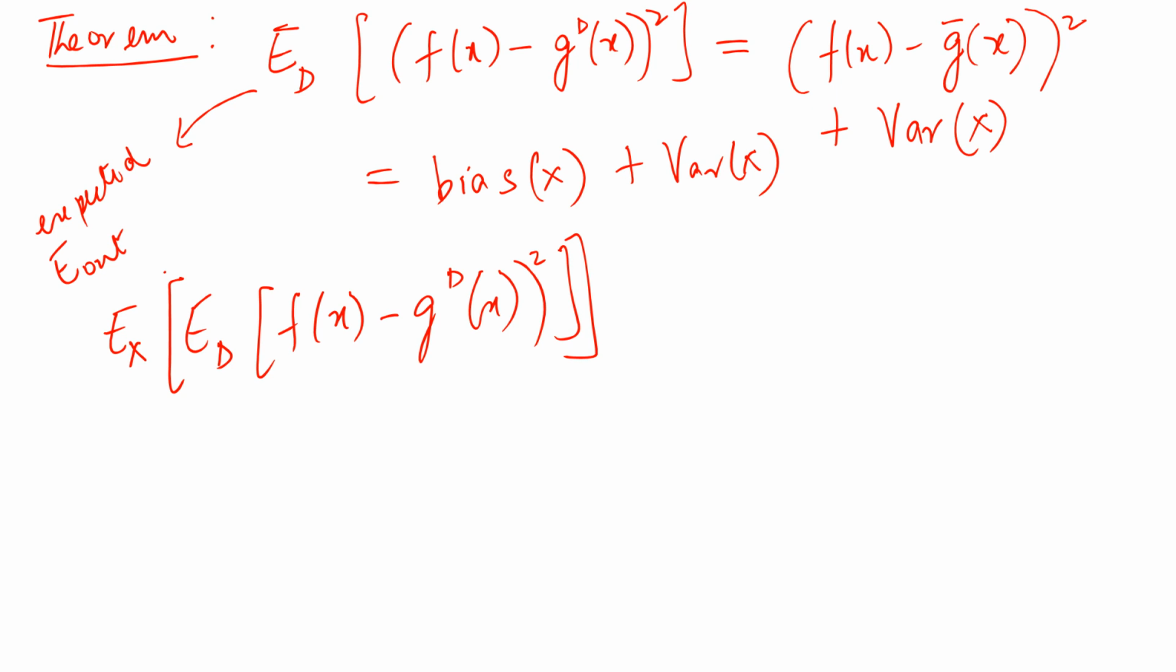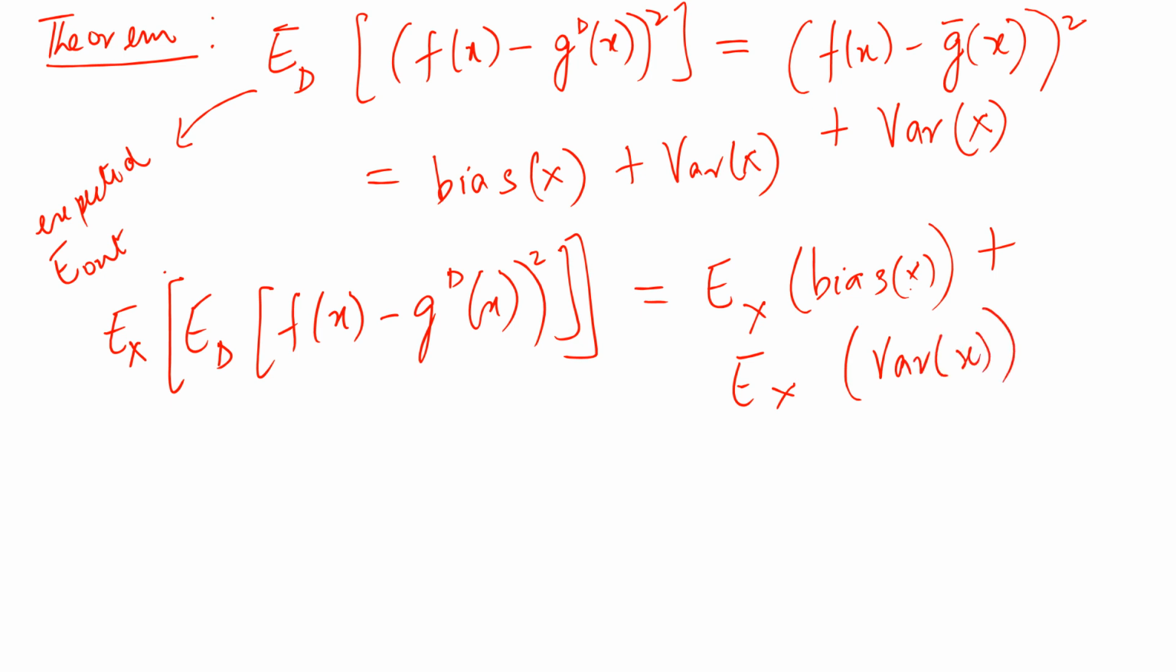Because expectation over expectation is going to be the expected value of the bias of X plus the expected value of the variance of X. Right, again, because we take expectation on both sides. So essentially we are defining the expected E out with respect to data sets and with respect to test points.